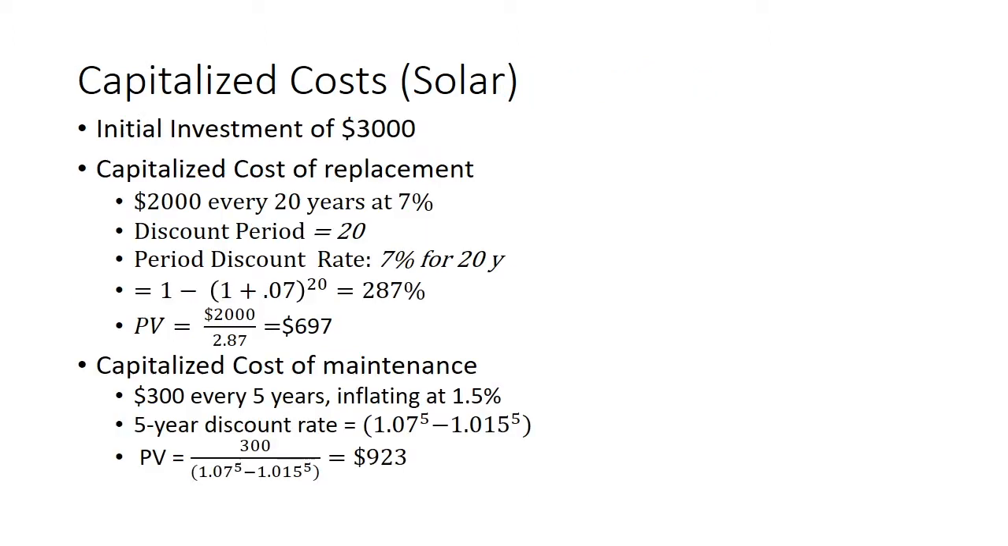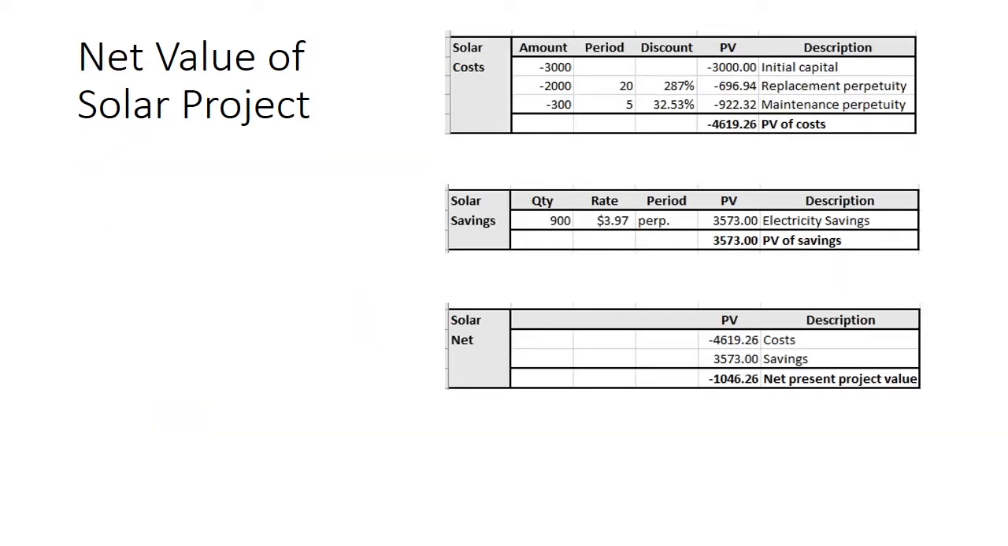We can do the same thing with the cost for my solar project. The discount rate over a 20-year period is 287%, so $700 today is worth the same as $2,000 in 20 years. Similarly with maintenance. Adding up all the costs, $4,600 is the total present value of the costs of installing and maintaining the collector forever.